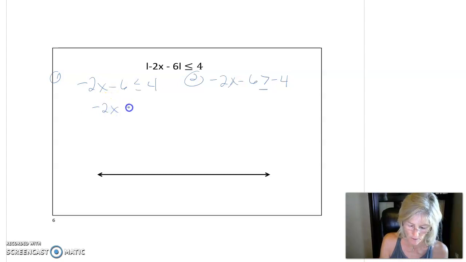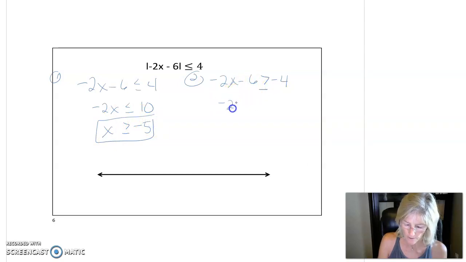Negative 2x is less than, I'm going to add 6, that gives me 10. I'm dividing by a negative. There's that key in inequalities. I have to flip the sign. And dividing by negative 2 gives me a negative 5. Again, I'm going to add 6. Again, I'm dividing by a negative, so I have to flip the sign. So x is less than or equal to negative 1.